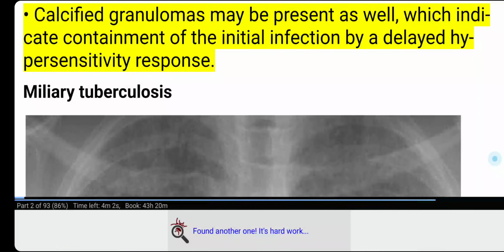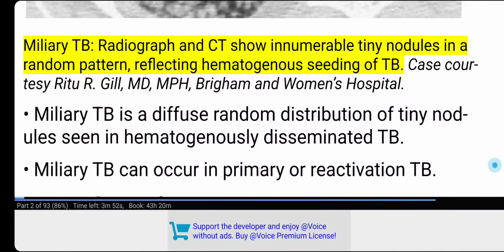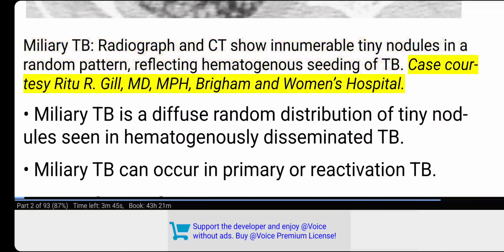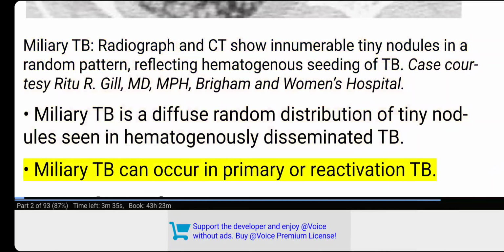Calcified granulomas may be present as well, which indicate containment of the initial infection by a delayed hypersensitivity response. Miliary tuberculosis. Radiograph and CT show innumerable tiny nodules in a random pattern, reflecting hematogenous seeding of TB. Case courtesy Ritu R. Gill, MD, MPH, Brigham and Women's Hospital. Miliary TB is a diffuse random distribution of tiny nodules seen in hematogenously disseminated TB. Miliary TB can occur in primary or reactivation TB.